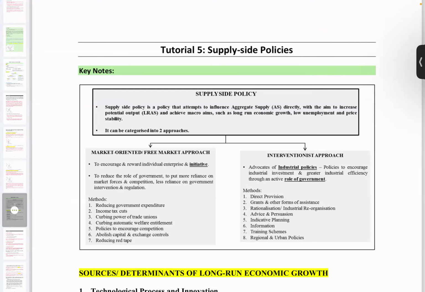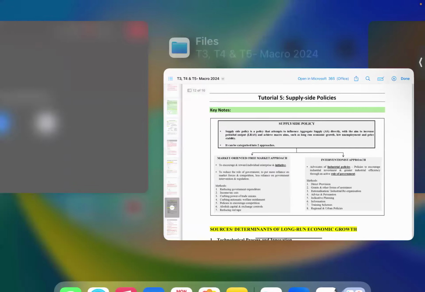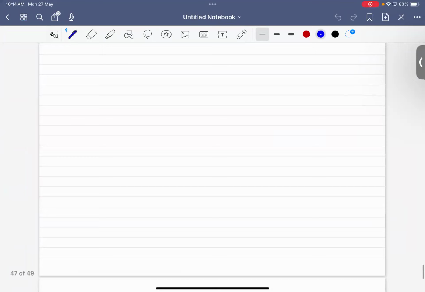Okay, let's look into today's contents, which is on supply side policies. If you remember in the previous lesson, we said that there are different types of policies. Remember when we talk about policies, it can be divided into demand side and supply side.